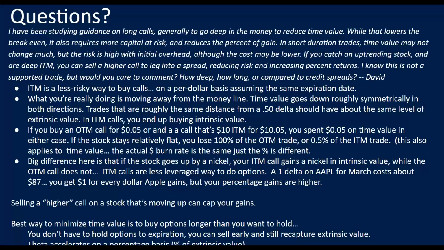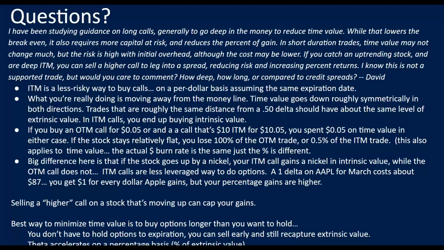Right, okay, so if you buy an out of the money call for a nickel, or you buy a call that's $10 in the money for 10.05, you spend a nickel on time value in either case, right? So if the stock stays relatively flat, you lose 100% of the out of the money trade or 0.5% of the in the money trade. Okay, so that's what I mean by they're less risky on a per dollar basis, right? Your percentage loss was way less on the in the money trade than the out of the money trade, but in either case, you actually lost a nickel.